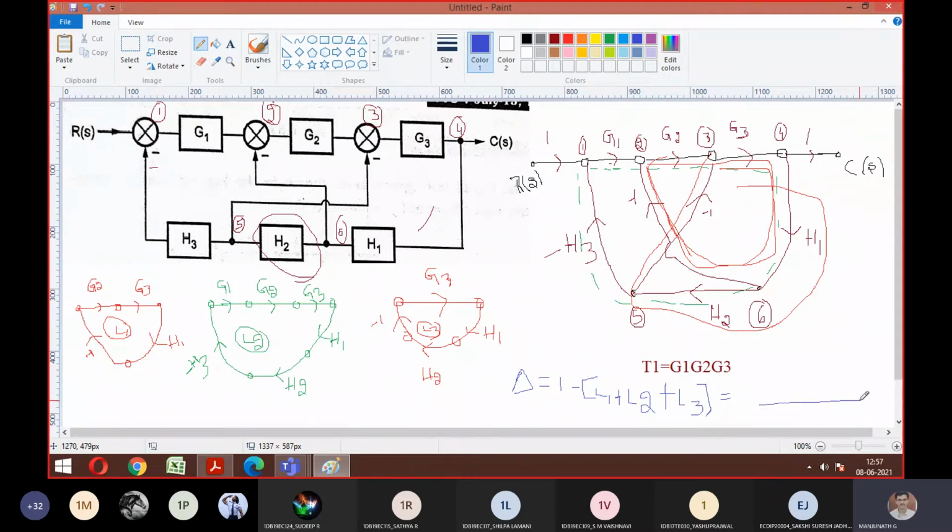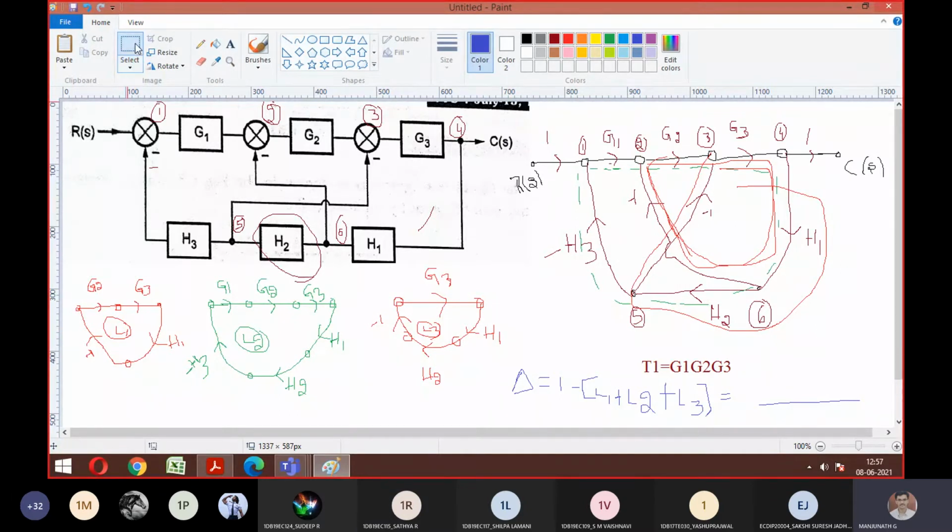So we have completed one part of it, and T1 is also done. So what's the last part we have to check? Delta 1. So forward path 1, is it touching any loops or not? Touching. So it is touching all the loops. So we can conclude that delta 1 remains 1 only. Agree? So I hope everyone got the logic now, how to calculate the problem.